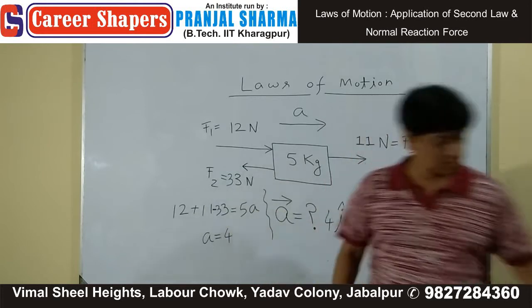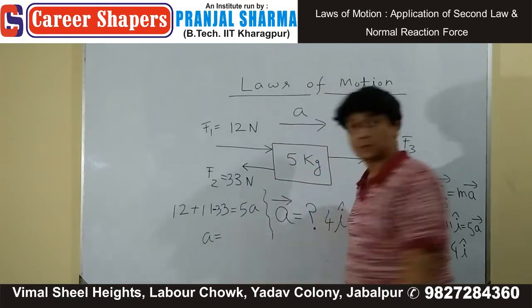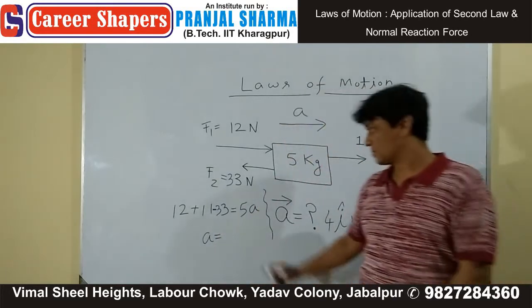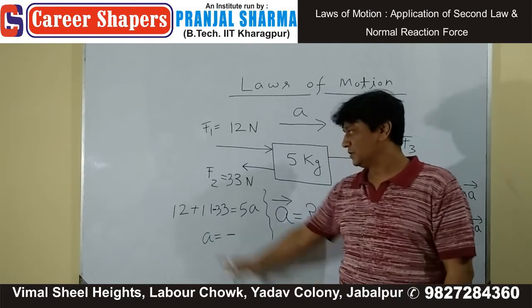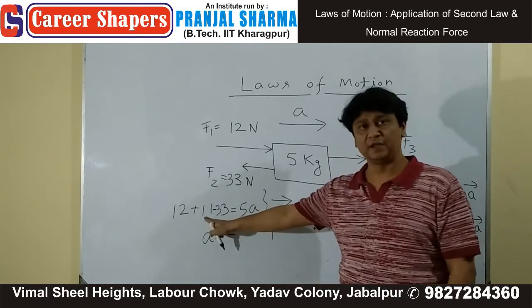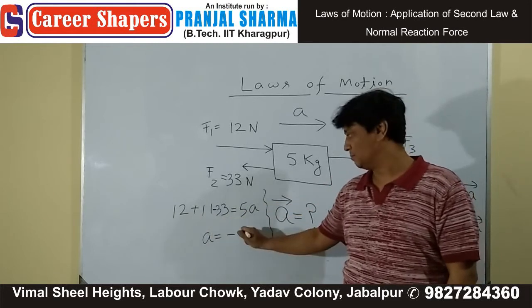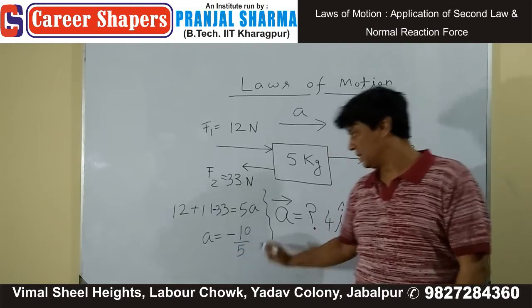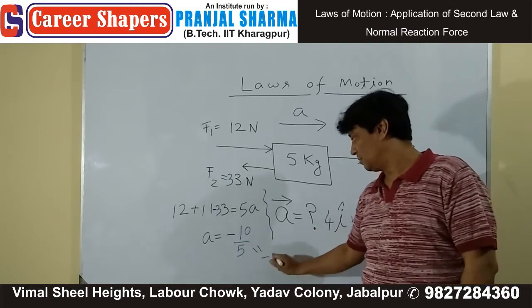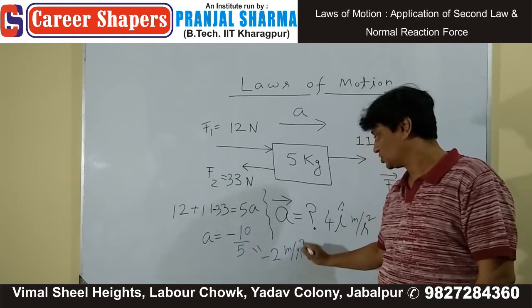Once you do this, your acceleration is automatically coming what? Minus of, this is 12 plus 11, 23. 23 minus 33 is what? Minus of 10 divided by 5, which is coming minus of 2 meters per second square.